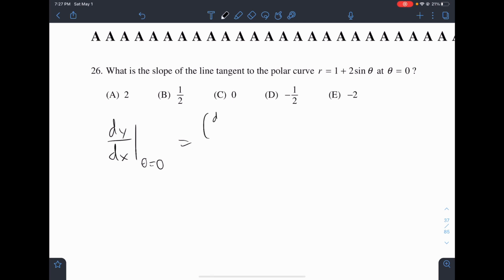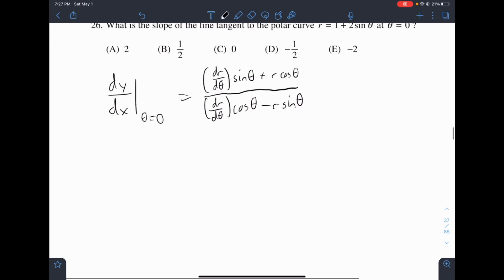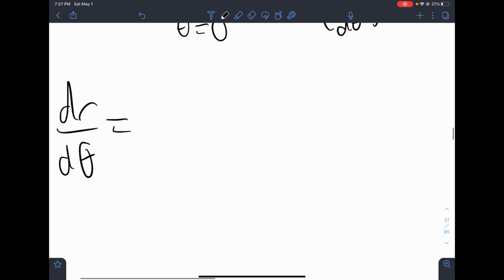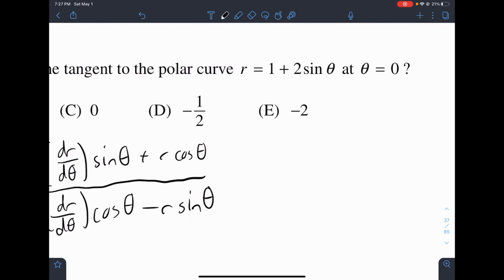So this will be dr/d theta times sine theta plus r cosine of theta, over dr/d theta cosine of theta minus r sine of theta. That's awesome. So we can plug all this in. Since we have the equation of r in terms of theta, we can just take the normal derivative. And so dr/d theta will be 2 cosine of theta. And r, of course, will just be 1 plus 2 sine of theta.